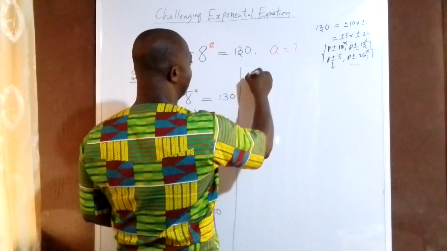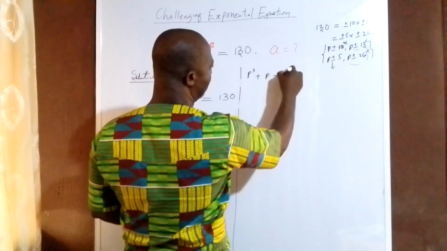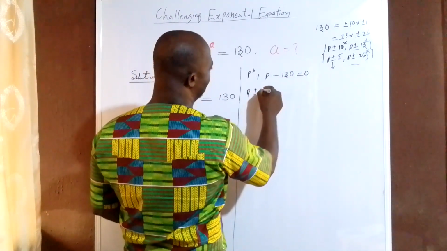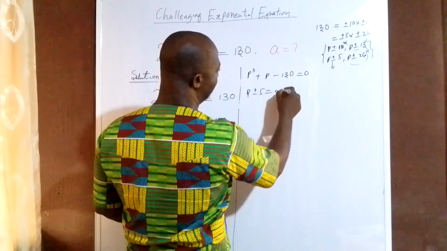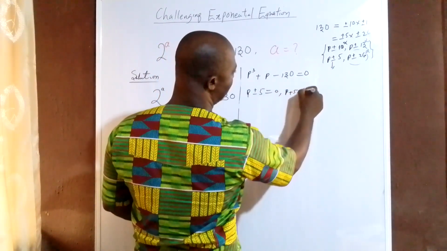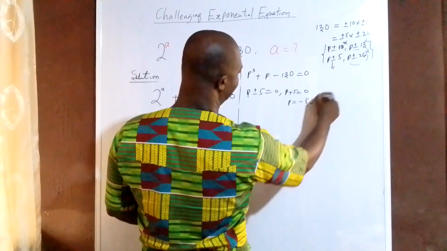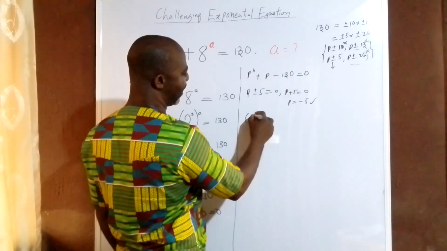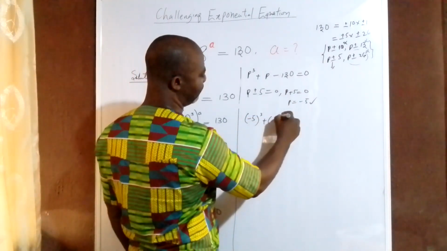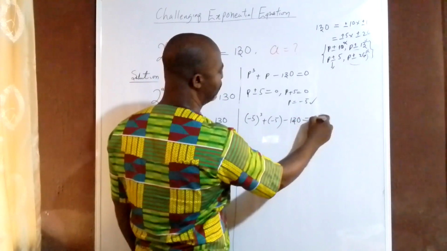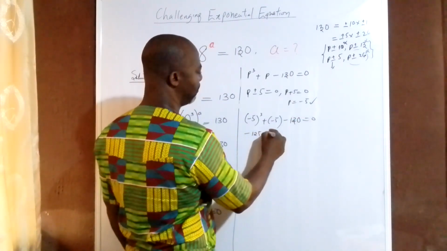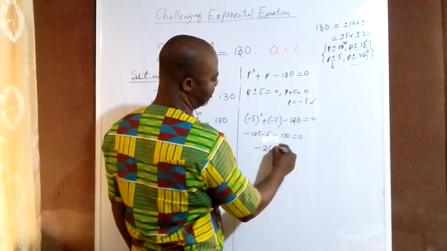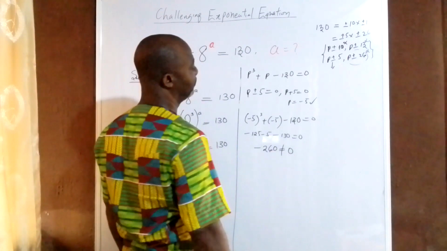Let's try, we have p cubed plus p minus 130 equal to 0. So let's try p plus or minus 5 equal to 0. First, we are going to try p plus 5 equal to 0, so p equal to minus 5. So let's try p equal to minus 5. So we have minus 5 cubed plus minus 5 minus 130 equal to 0. This is minus 125 minus 5 minus 130, so this is minus 260. And this is not equal to 0.